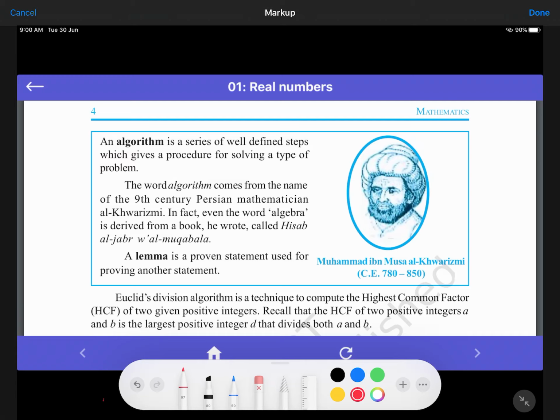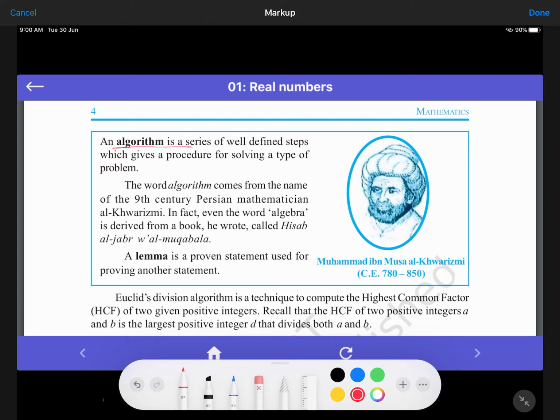Class 10th CBSE Chapter 1 Real Numbers. Topic is Euclid division algorithm. First of all, we will see what is the difference between an algorithm and a lemma.